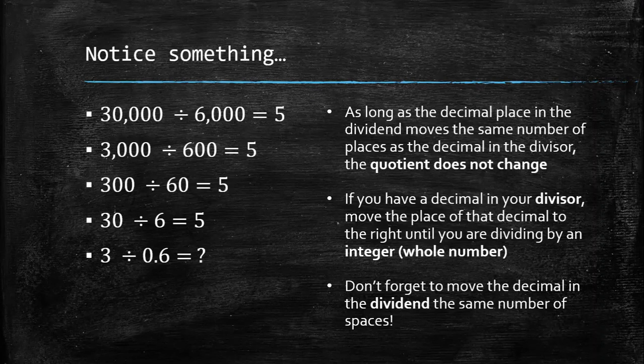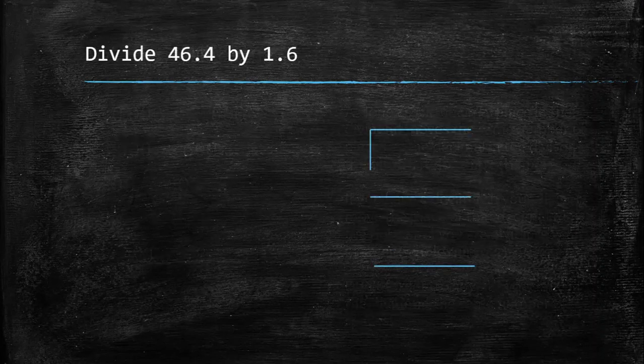If we have a decimal in our divisor, we can move the place of that decimal to the right until we are dividing by an integer, a whole number. But if we do that, we need to remember to move the decimal in the dividend the exact same number of spaces. So let's try this. Let's divide 46.4 by 1.6.